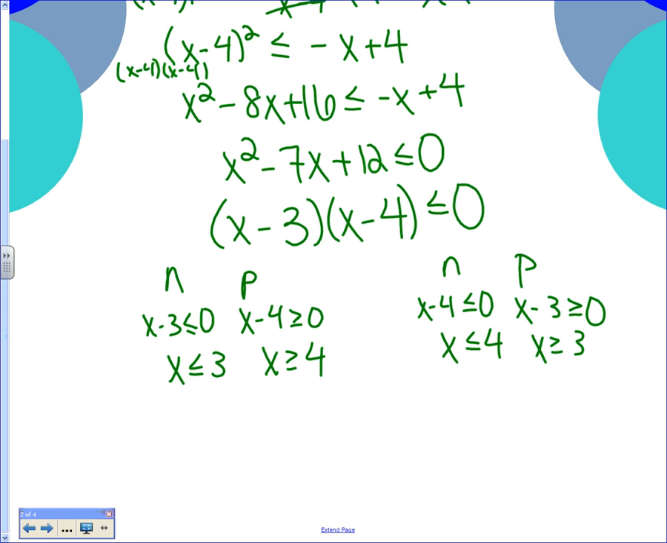Well, numbers that are less than 3, are they also greater than 4? Are there any numbers that are less than 3 that are also greater than 4?